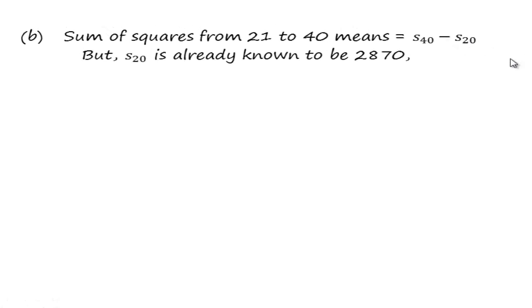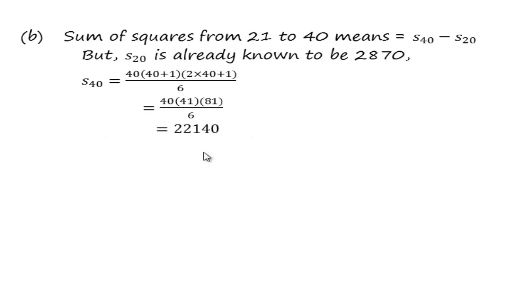Now the sum of squares from 21 to 40 means S40 minus S20. We have done S20 already, and we know it to be 2870. And then S40 will be substituting where you see n with 40: 40, 41, and 2 times 40 plus 1, close the bracket, divided by 6. It is now going to be 40 times 41 times 81, divided by 6. Then multiplying them together, you are going to get 22,140.